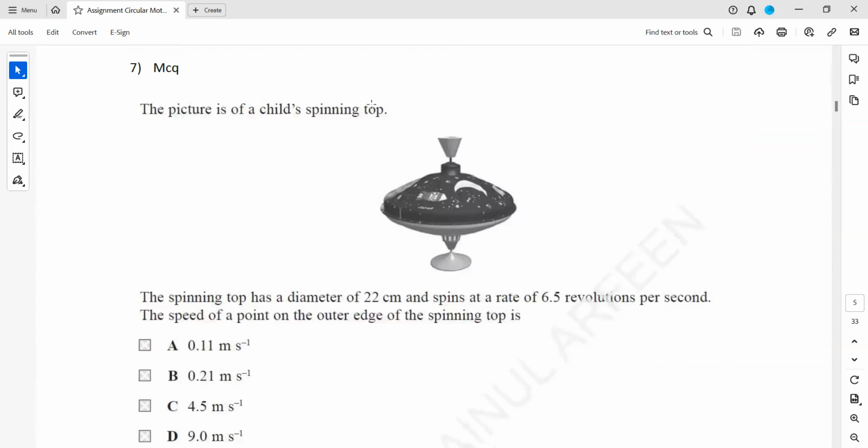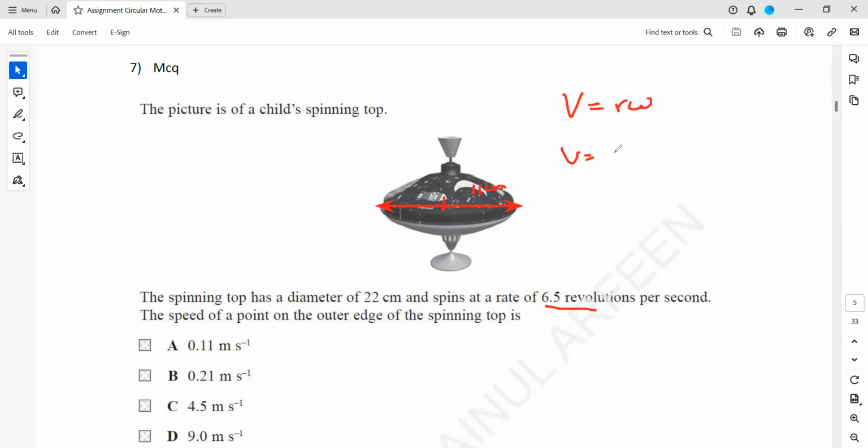The picture is of a child spinning a top. The diameter is 22 centimeters, so radius will be 11 centimeters. And it spins at a rate of 6.5 revolutions per second. We need the speed of a point on the outer edge. How can we work it out? We have the formula for the linear speed: v is equal to r omega.